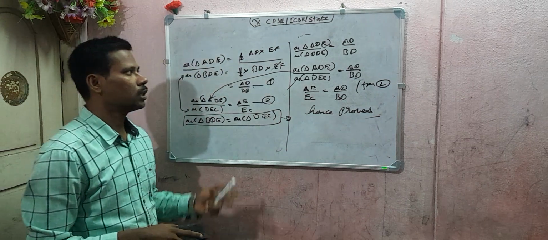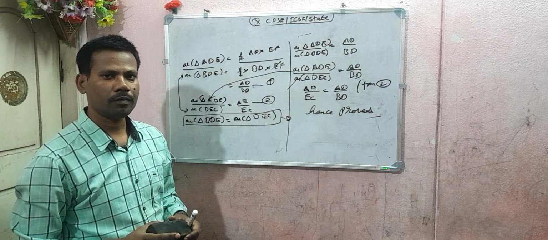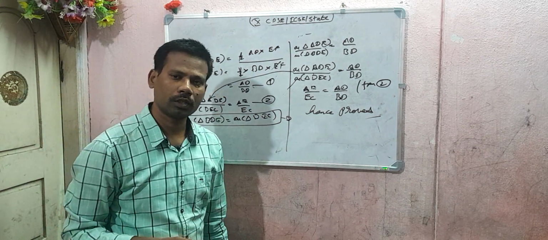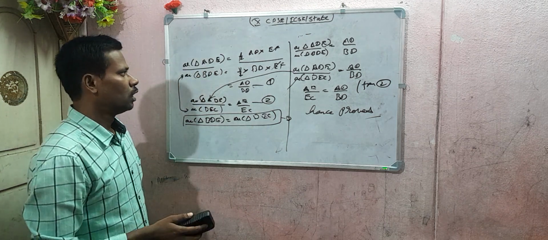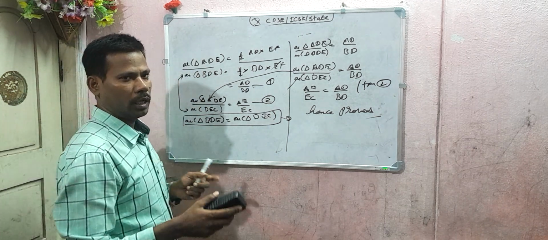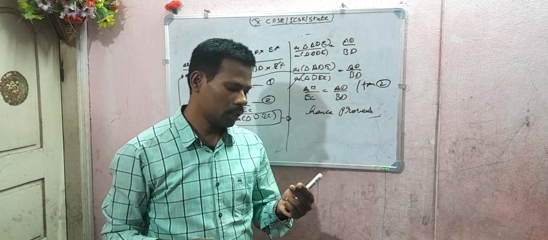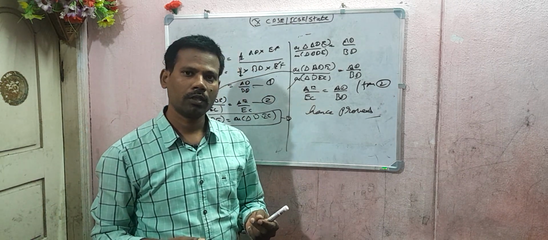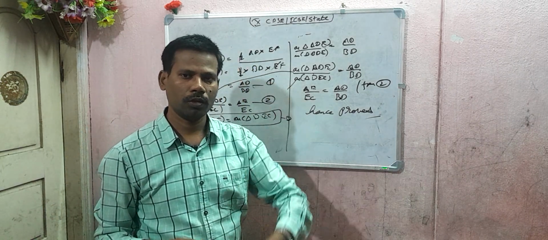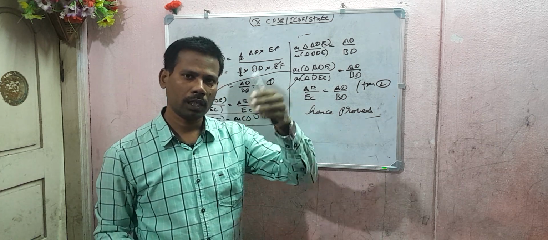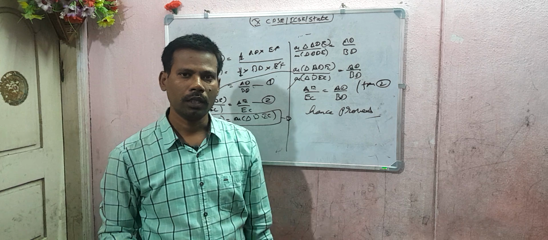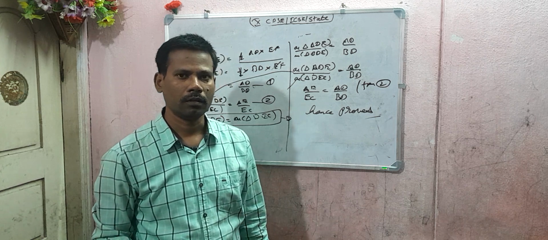And what is the converse of this one? Can anyone tell what is the converse of the basic proportionality theorem? So actually what does the basic proportionality theorem state? If a line is drawn parallel to one side, then it divides the other two sides in the same ratio. Next, just reverse it. If a line divides the other two sides in the same ratio, then it will be parallel to the third side.